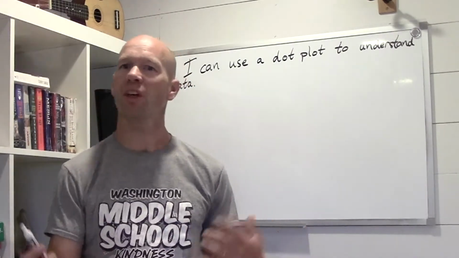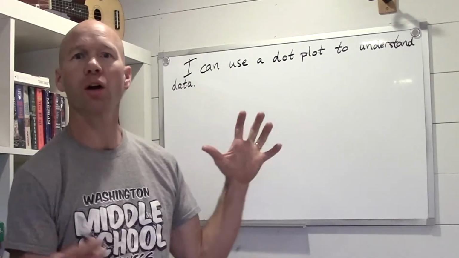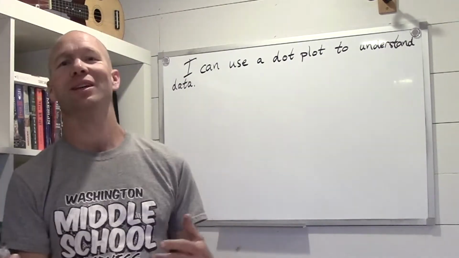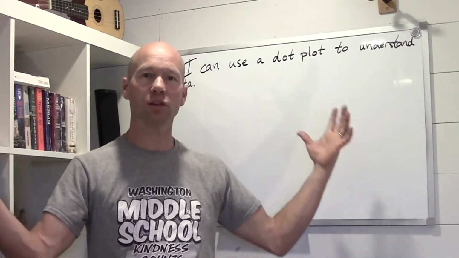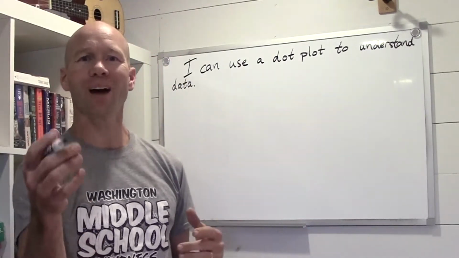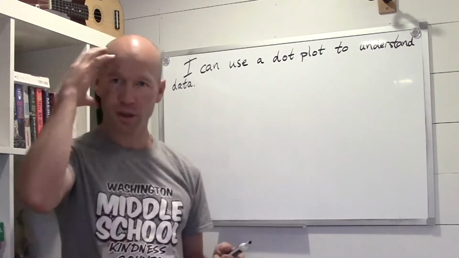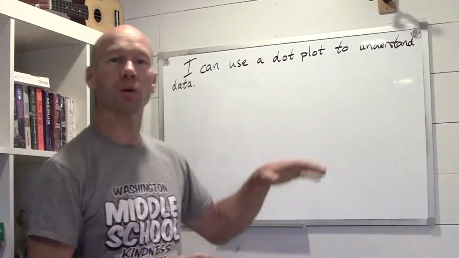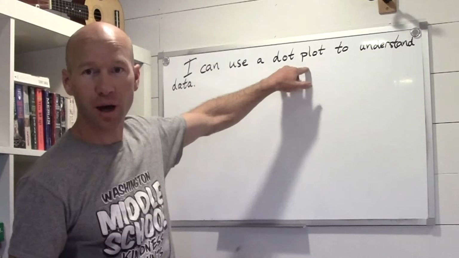We live in a town with hundreds of thousands of people. There are hundreds of kids at our school. We have data in large sets. We need to be able to understand those numbers, those values, in a way that we can wrap our minds around. So one of the ways we do that is using a dot plot.